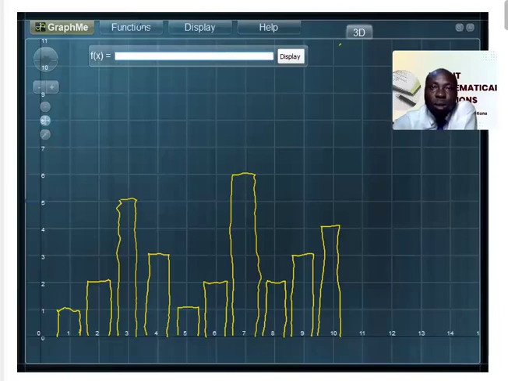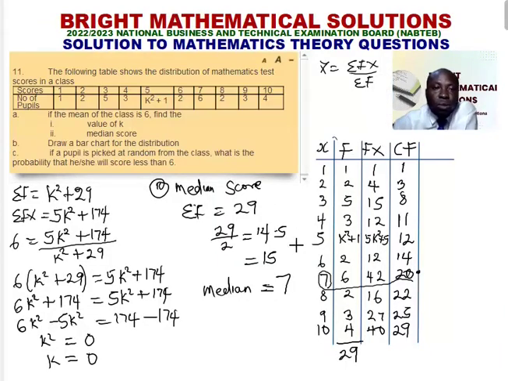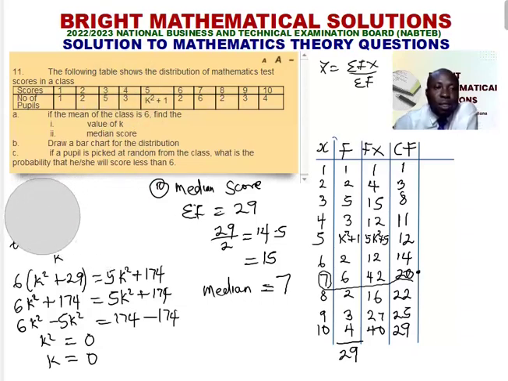Now let us go back and see the next question. And the last question says, if a pupil is picked at random from the class, what is the probability that he or she will score less than 10? Now, the probability that he or she will score less than 10 is, this is the score. So we are going to look for the pupils that are less than 6.